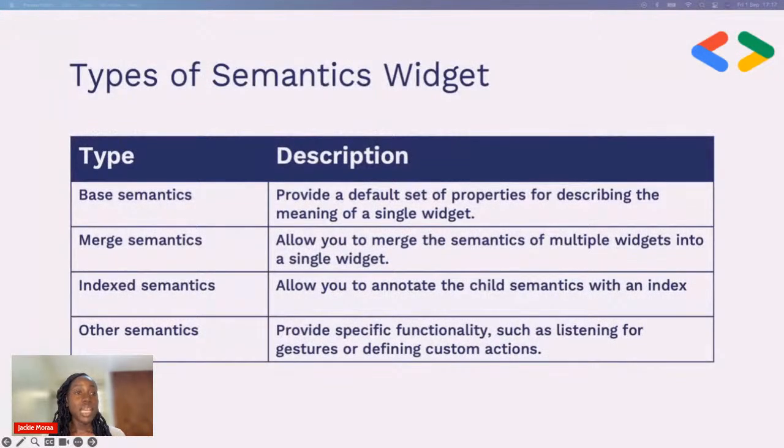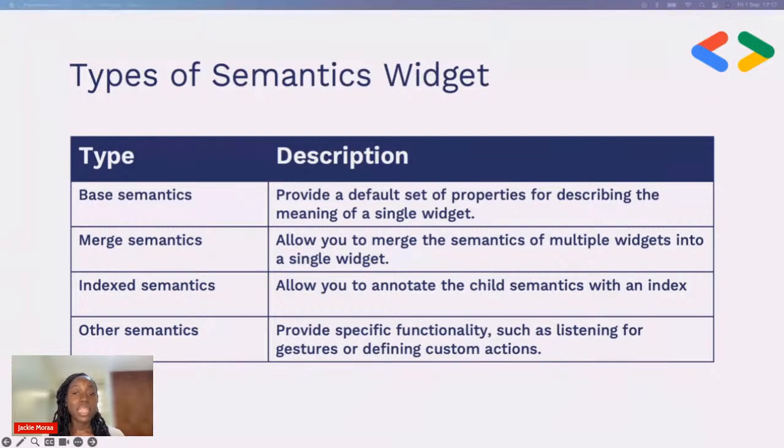There are different types of the semantics widget. We have the base semantics widget, and this is the most common type of semantics widget. It will just provide a default set of properties that you can use to describe the meaning of a widget. So you can wrap the semantics widget, let's say, on a button or on a text, and you can just give the labels as to what that button is, or onTapHints as to what will happen when that button is clicked.